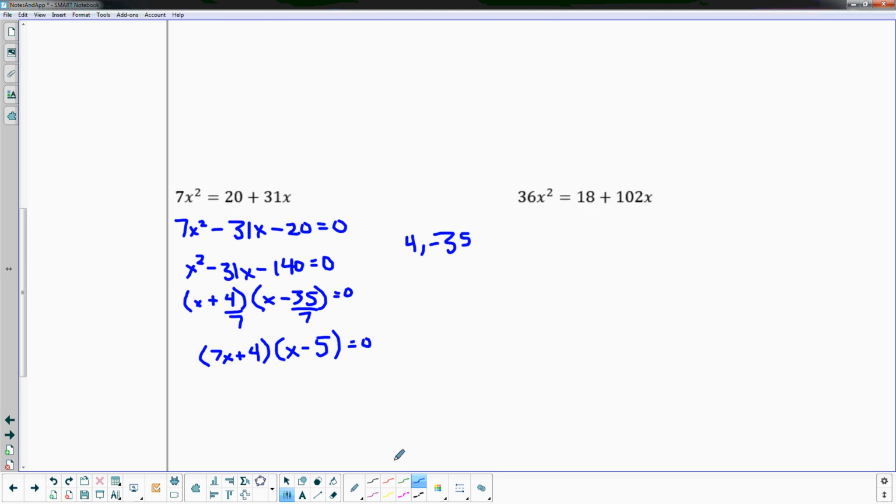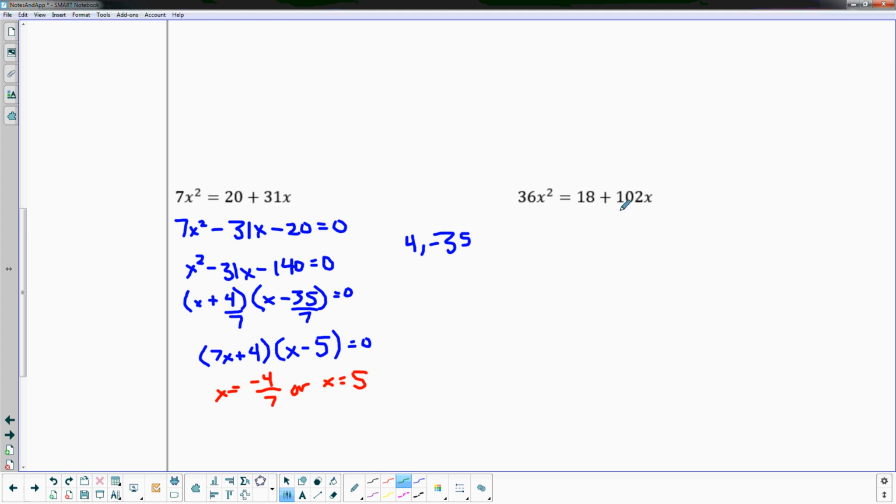So now we can use our zero product property. This one's kind of the hard one. I'd subtract 4, then divide by 7, so I would get -4 divided by 7. This one's the easy one. x minus 5 equals 0. This means that x equals +5. Oh, it's not x plus 5. x equals +5. And there we go.